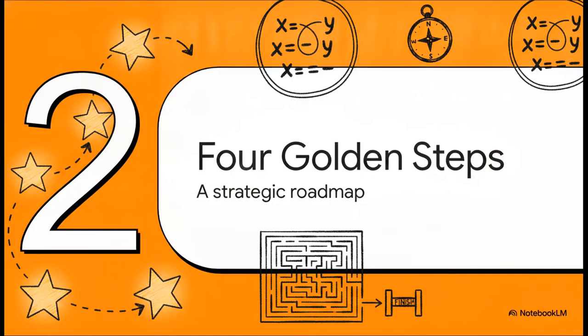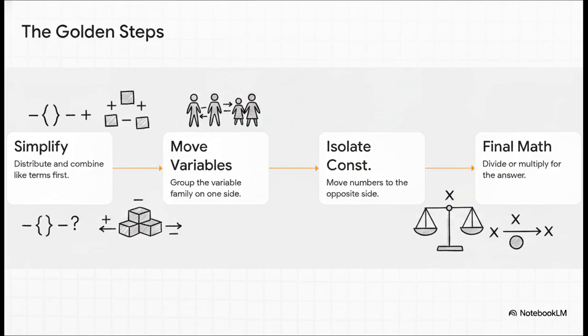Section 2. The 4 golden steps. A strategic roadmap for any equation. We're going to use this straightforward roadmap to solve any of these equations without ever feeling overwhelmed. Lock these 4 golden steps in. Step 1. Simplify each side first. Look at the right side alone and the left side alone. Unpack any parentheses using the distributive property or combine like terms.